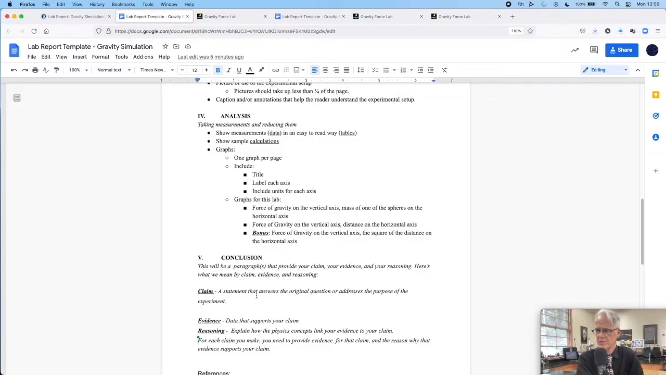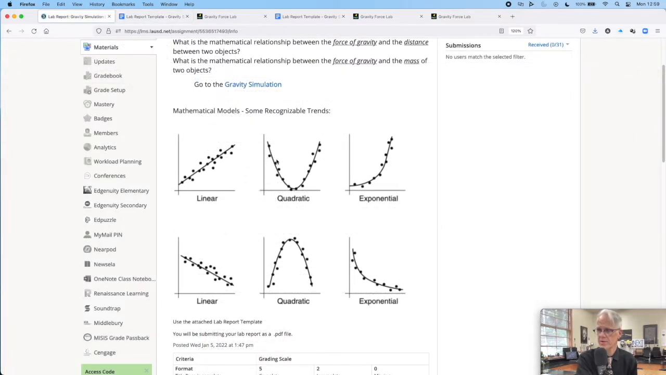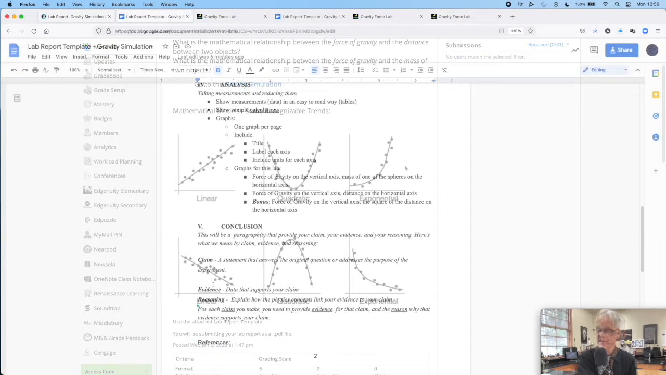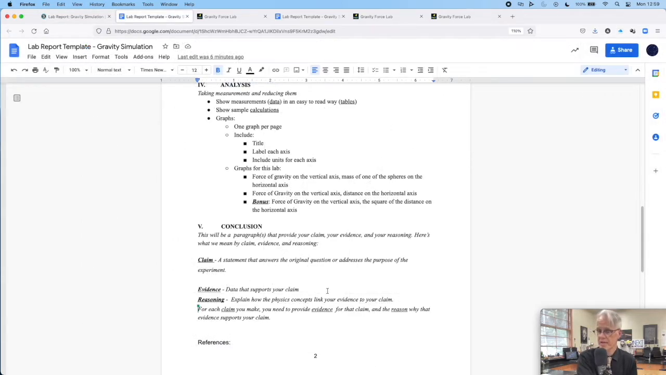And finally, our conclusion, you're going to make a claim. What kind of relationship do these two have? Are they linear, quadratic, or exponential? The evidence, you'll describe how your data changes as you, say, make the distance different or make one of the masses different. Give the ranges that you used. And then finally, your reasoning, explain how the physics concepts link your evidence to your claim. Tell us again briefly about Newton's law of universal gravitation and how your data fits with that.